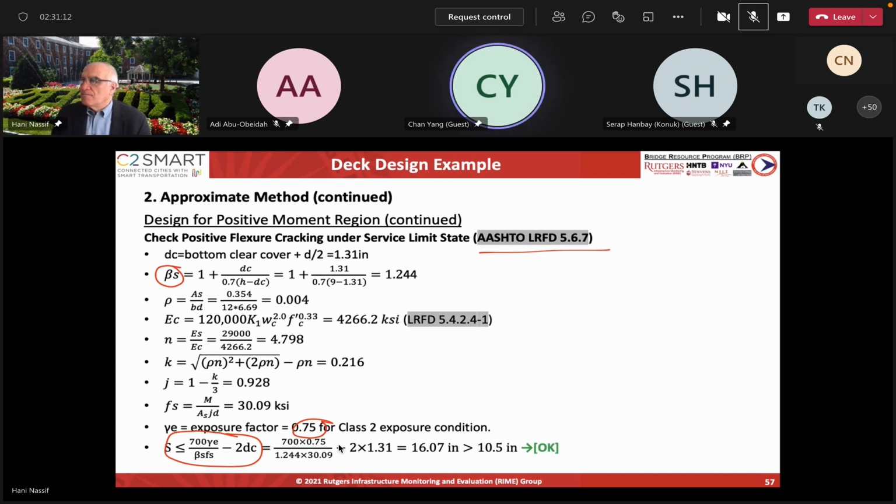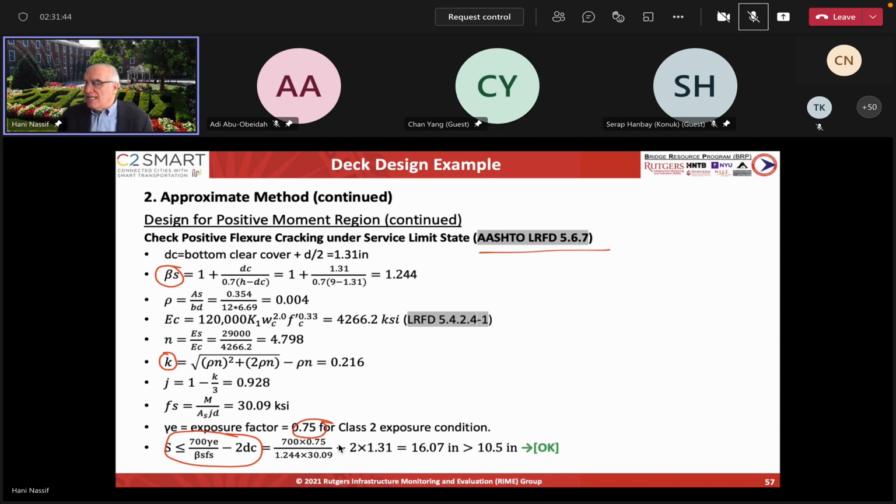I need to check the AASHTO. Let me check. Yeah, I believe the K factor is about finding the location of the neutral axis. You're trying to analyze the cracking of that section using that model. So basically, for you to apply this equation, you need to find all these parameters and plug them in here to be able to do that.